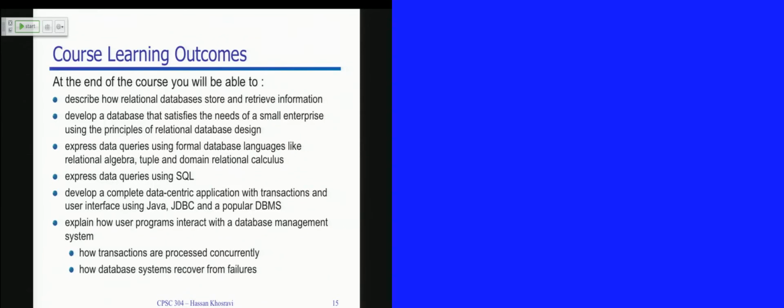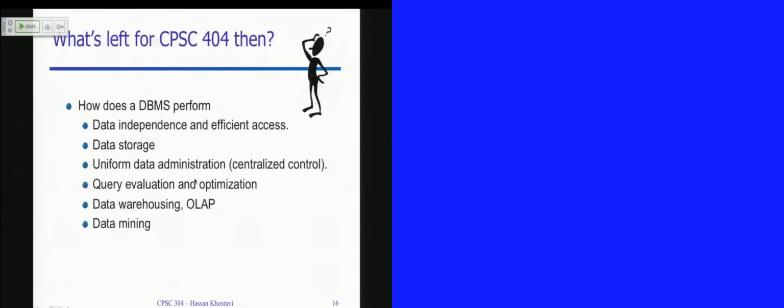Okay, so here are the course learning outcomes, which is basically just putting what I was talking about into more formal sentences. I'm going to leave it on the course website for you to go over later. So if we're doing all of this here, then what's left for CPSC 404, and what is it that we're not going to talk about here? We're not going to talk much about data independence and efficient access in this course. Anything about the physical layer and how you actually store that data, what sort of data structures are used, indexing, hash maps, all of that is going to be in 404.